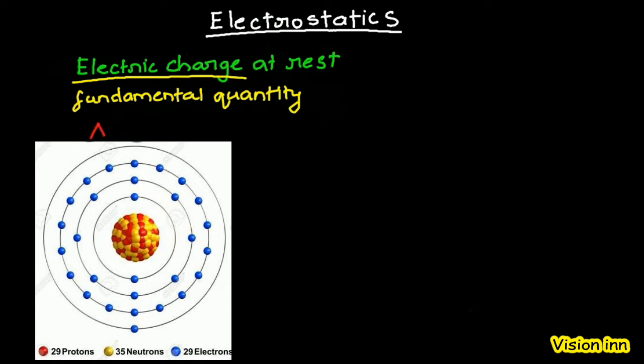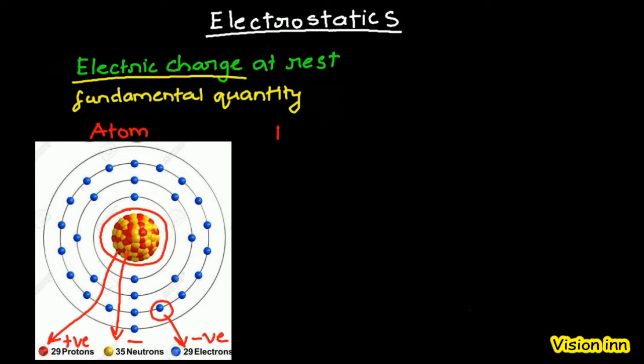Consider this atom. The atom consists of a centrally located nucleus. Inside this nucleus there are protons and neutrons, and surrounding this are the electrons. Now, protons are positively charged, neutrons do not carry any charge, and electrons have negative charge.